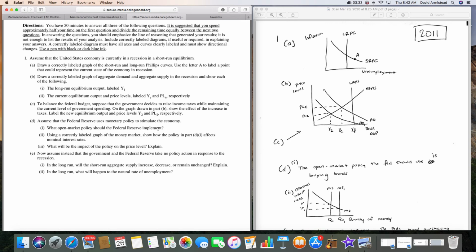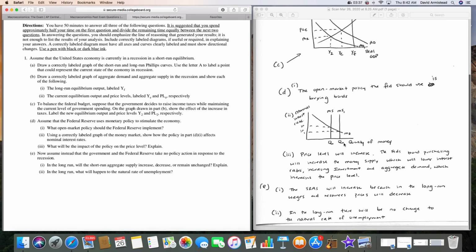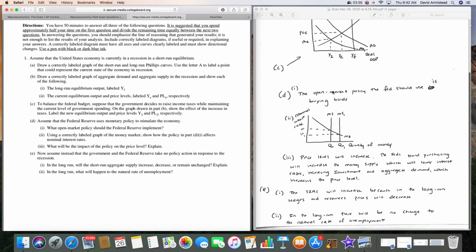What open market policy should the Federal Reserve implement? All right. I'm writing this how I would want you to write this, so I've got a complete sentence here. The open market policy the Fed should use is buying bonds. All right. I've written it in a complete sentence. They're buying bonds. There you go.